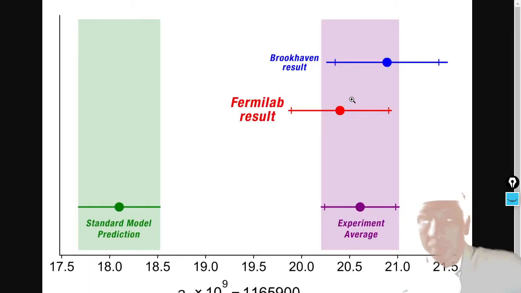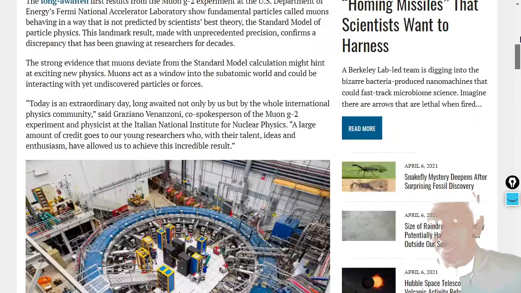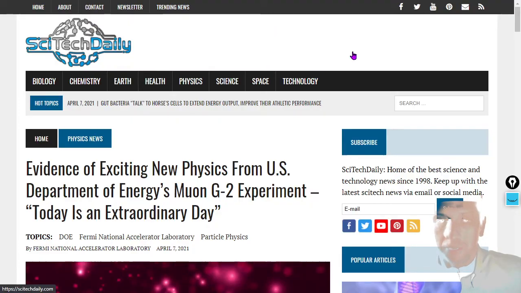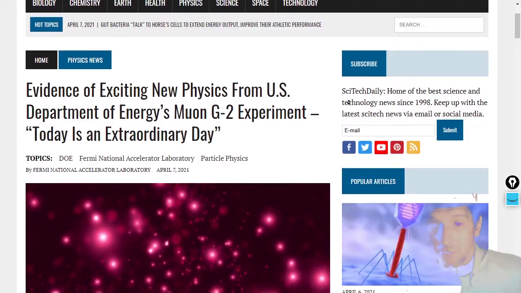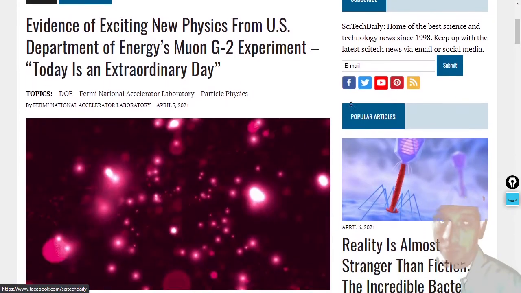You can't make this stuff up, folks. And guess what? Here's another result showing that it's well off, as resulted by the Fermilab, well off of the standard model. Another article on the same publisher. So this should be interesting as this plays out or doesn't play out or just leads to more confusion.